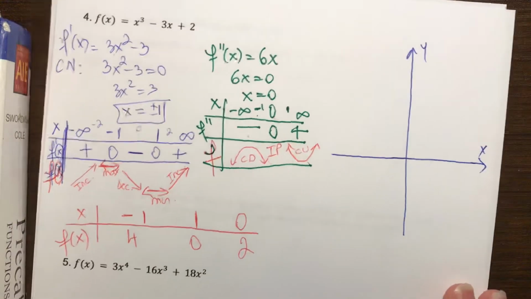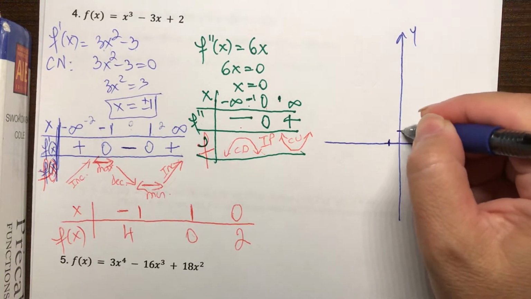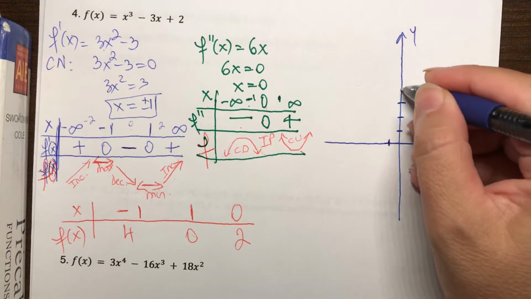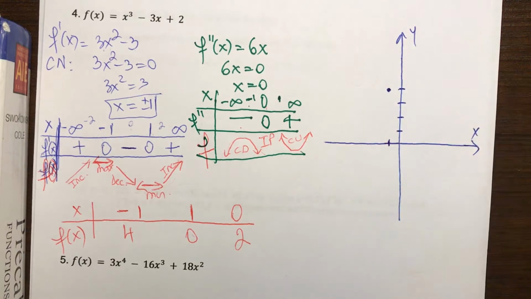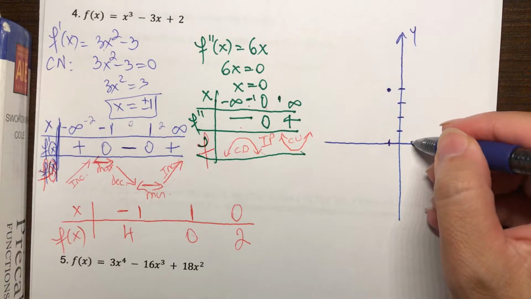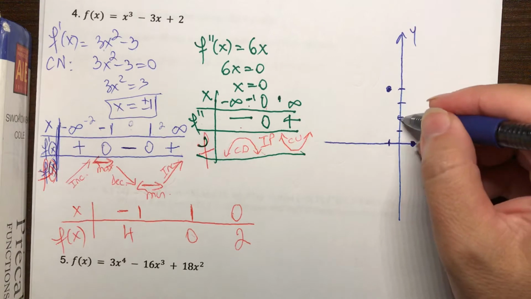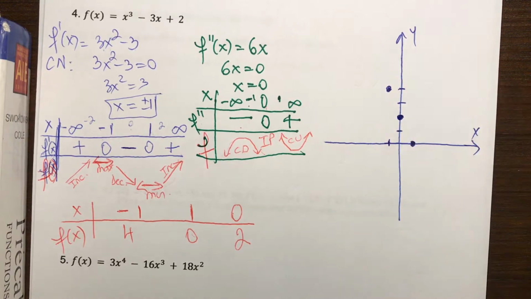Okay, so what do I know? I have the point of coordinates -1, +4. By the way, I hope I did this right. Yeah. I have the point of coordinates 1, 0. And in between, I have the point of coordinates 0, 2. Okay. So what do I know about my function?